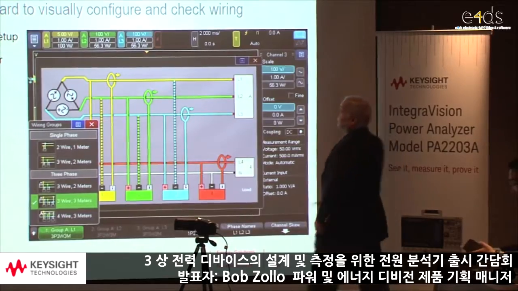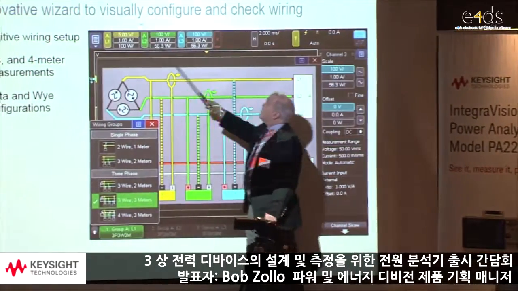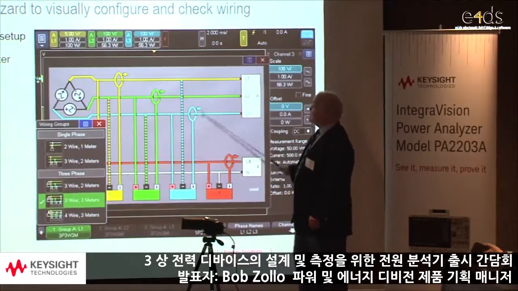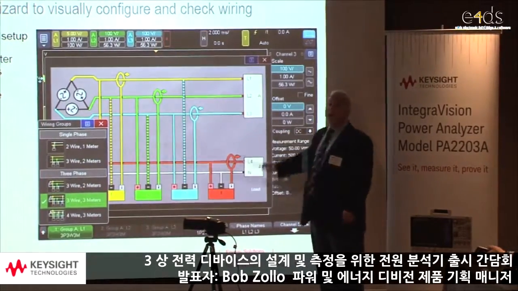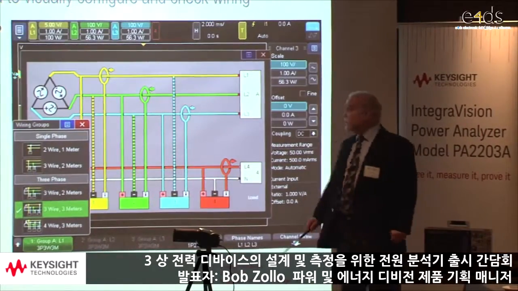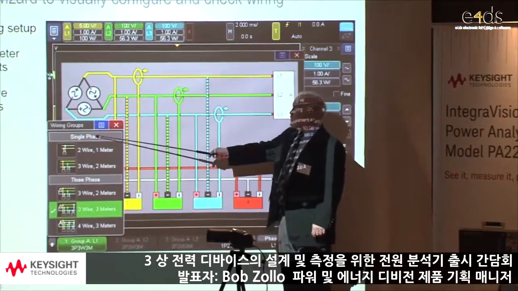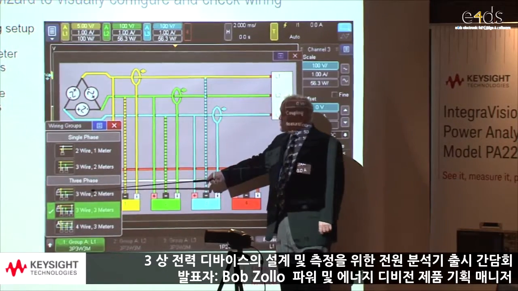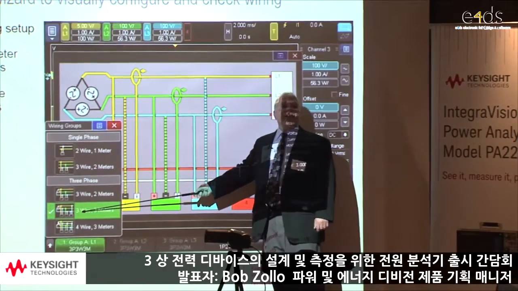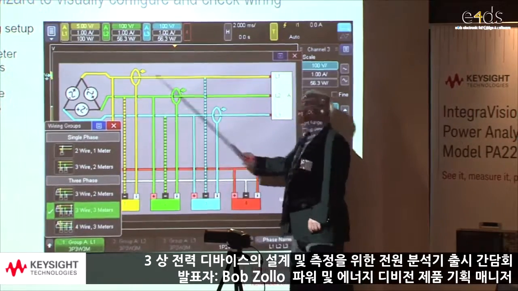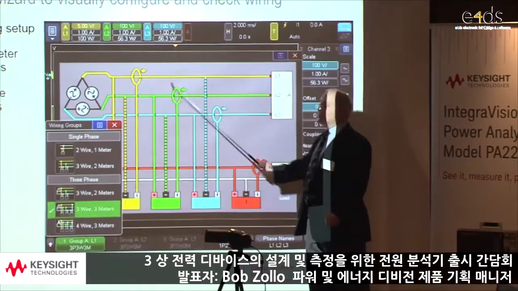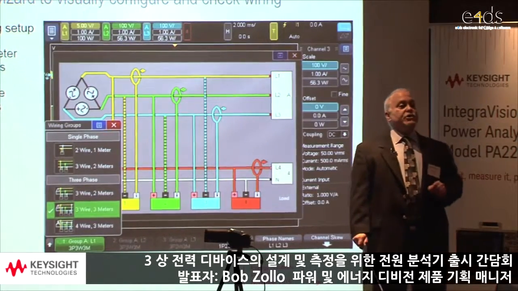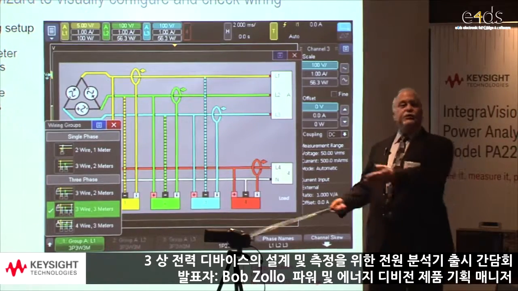So what we've done is we've created an innovative wizard to visually configure and check the wiring. This diagram here is a real-time display of how your instrument is connected. You can select whether you're going to measure single-phase or 3-phase, and for the 3-phase there are different configurations. You select the configuration that is your wiring system, and this screen will change and show you exactly how to make each connection for your particular configuration. Therefore, it's just follow the instructions.